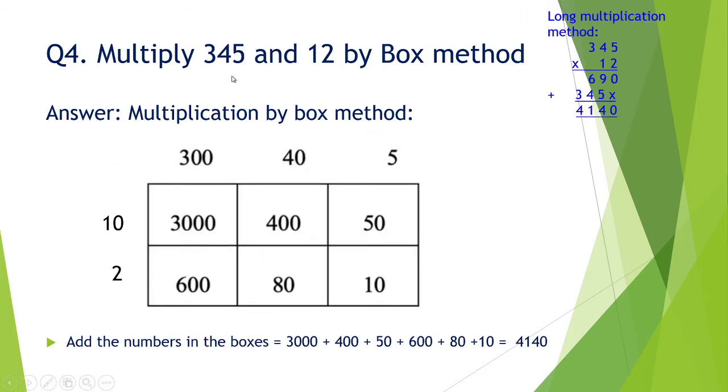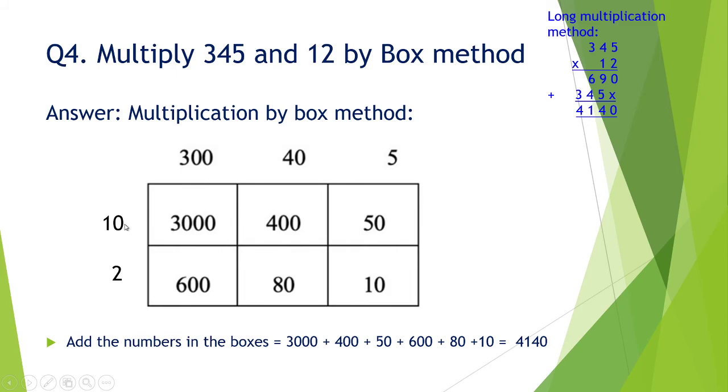Here we have to multiply a 3-digit number and a 2-digit number by the box method. The first step is to write it in expanded form: 300, 40 and 5 I have written. Next step, write the other number also in expanded form, so here 10 and 2 I have written column-wise. Your next step is to find the number of digits. Here we have 3 digits and here we have 2 digits, so we have to draw a 3 by 2 box. Here you can see we have 3 columns and 2 rows.